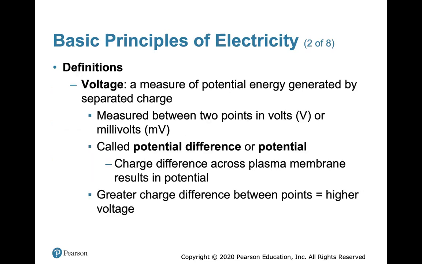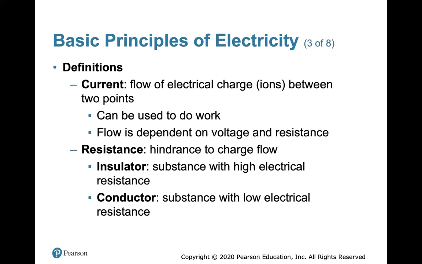So we need to understand what voltage is. Voltage is any measure of potential energy generated by a separated charge. In the nervous tissue in your neurons, this exists as millivolts, and it's measured between 2 points. And this is called the potential difference or potential. And again, this is the charge difference across the plasma membrane, resulting in potential. And the greater the charge difference between points, the higher the voltage.